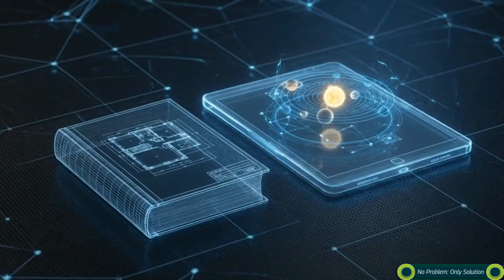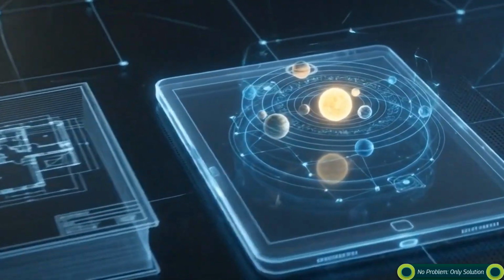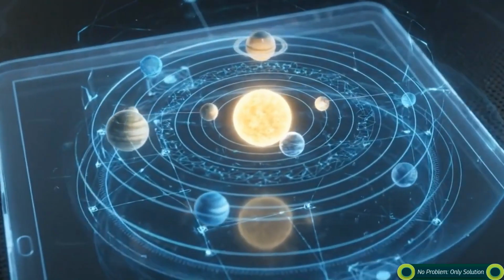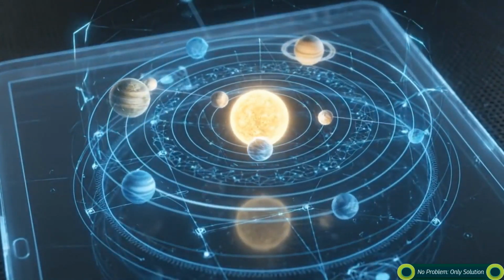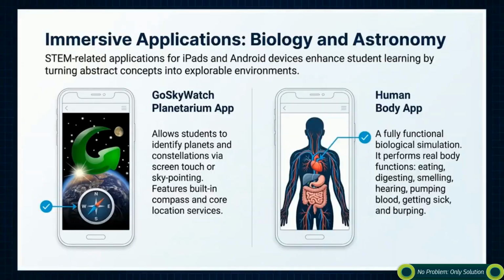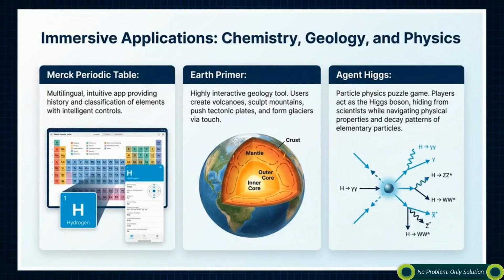Beyond the static screen, mobile applications for iPads and Android devices allow students to explore abstract STEM concepts in a virtual environment. Consider these two examples. The Go Skywatch Planetarium app lets students identify constellations using a digital compass and location services. Meanwhile, the Human Body app simulates real biological functions, such as blood circulation and digestion. The Merck app provides classification for every element. Select an entry, like hydrogen, to view its atomic properties.